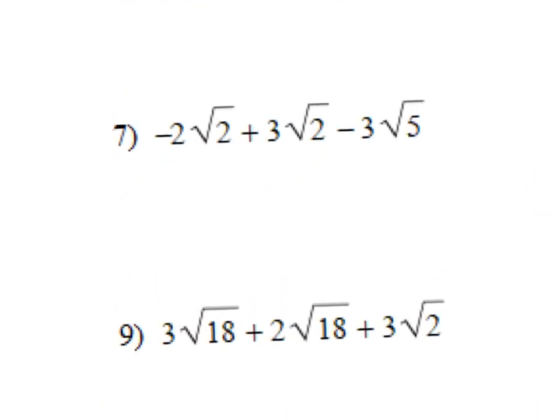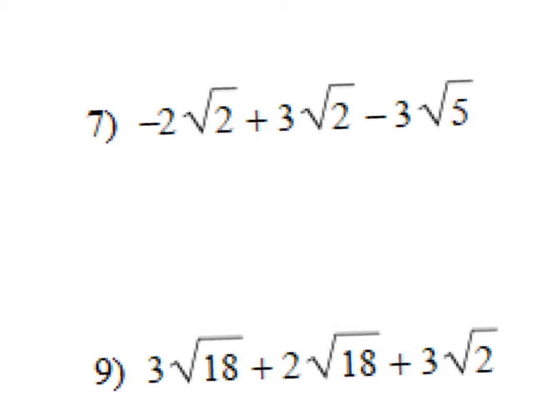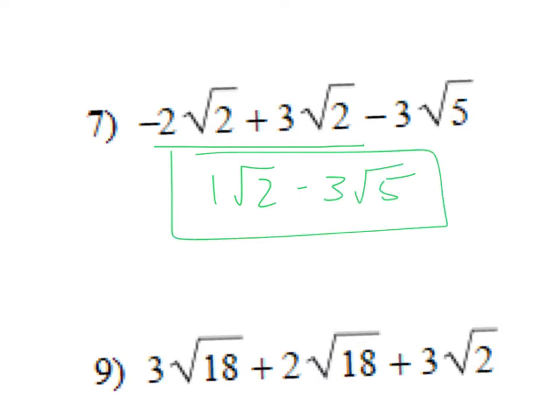Okay, so on this guy, I can't break down those square roots, but I can go ahead and combine like square roots, or like kind of like terms, right? So negative 2 plus 3 is 1. Root 2, I don't care if you put the 1 out in front or not. And then minus 3 root 5. So again, just combine like square roots.